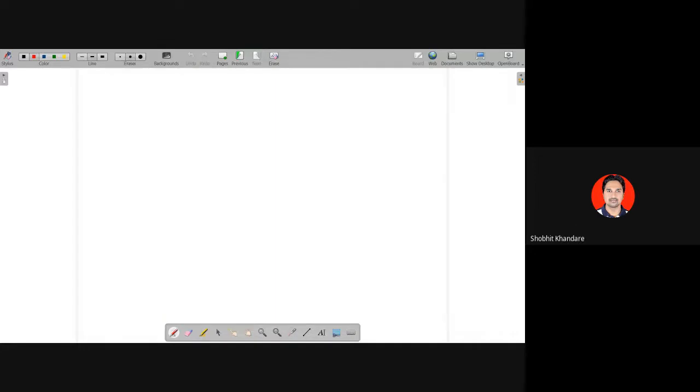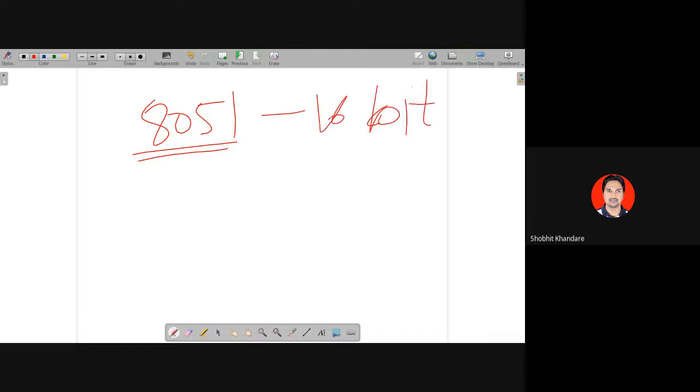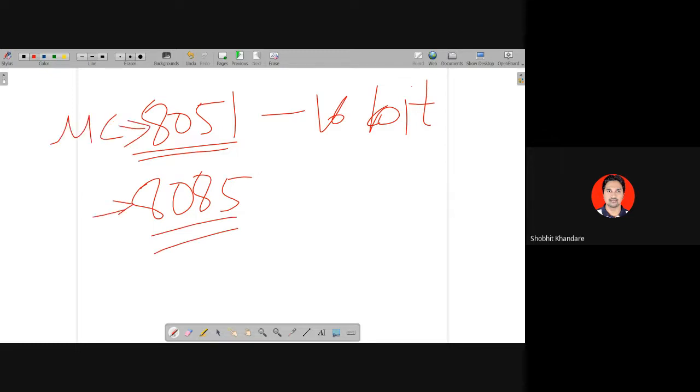Now I was talking about your 8051. Before I explain the control bus, I have to explain that whenever you talk about any microcontroller, let me take the example of 8051, because this is in your syllabus. The 8051 microcontroller is of 16 bit. 8085 is a microprocessor. This is your microcontroller 8051. This is your microprocessor 8085. This is of 8 bit.